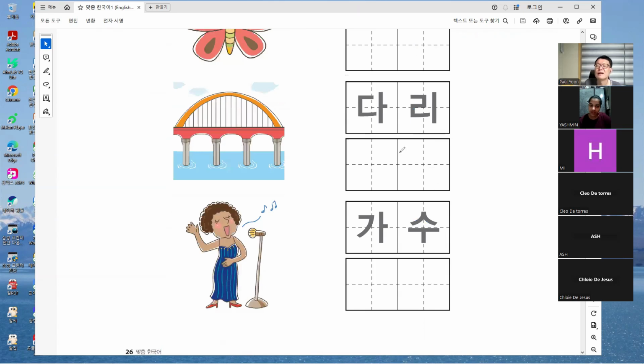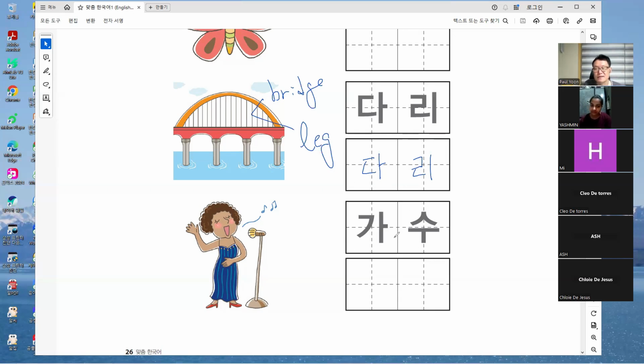How about this? Can you read? Good. Da, right? This one, L and E. Dari. 다리, okay. 다리 means bridge. And 다리 has another meaning. What is 다리? Leg. Okay, your leg, 다리. My leg, 내 다리, right? So it has two meanings, bridge and leg. Can you repeat again? 다리. Okay, good.